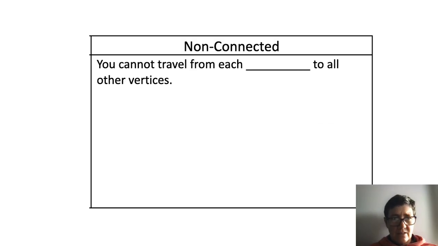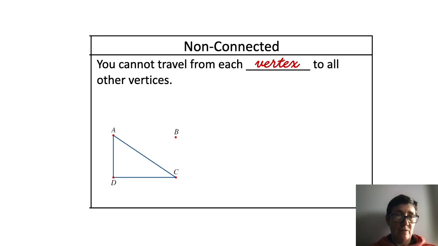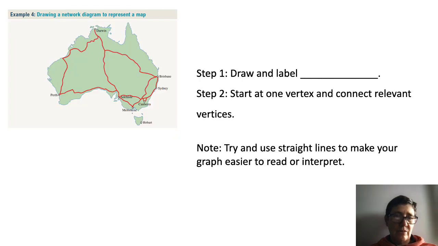Ones that aren't connected, you can't travel from each vertex to all the other vertices. So obviously in this one, you can't get to B. There's no line out to B. Or in this graph, you cannot get from one side to the other side. There's no connecting edge. So, we're going to draw some.